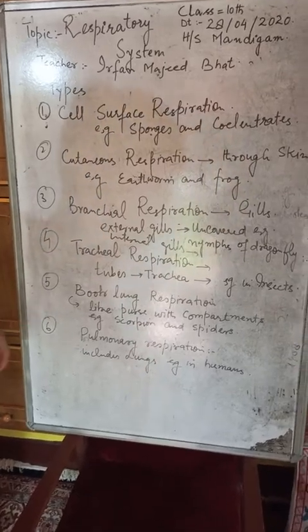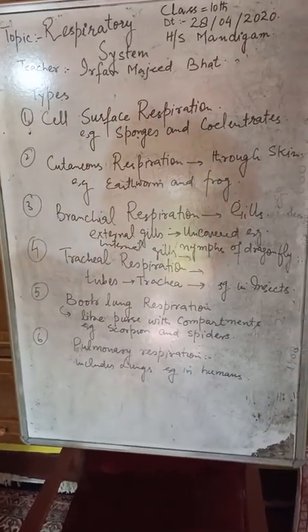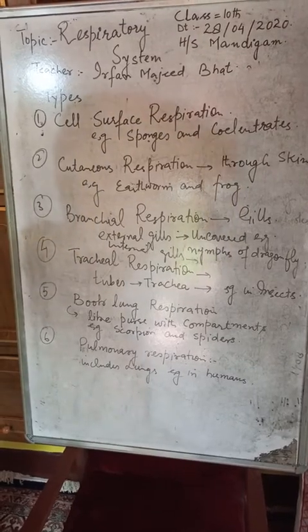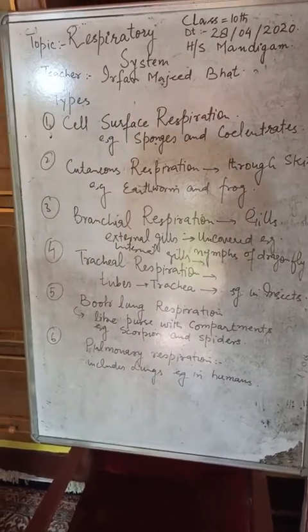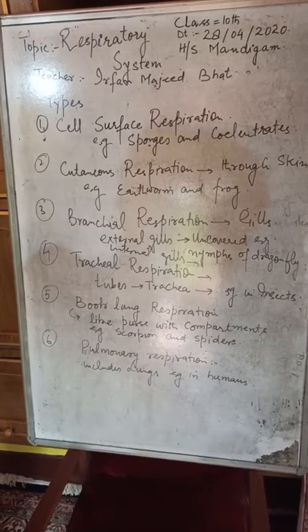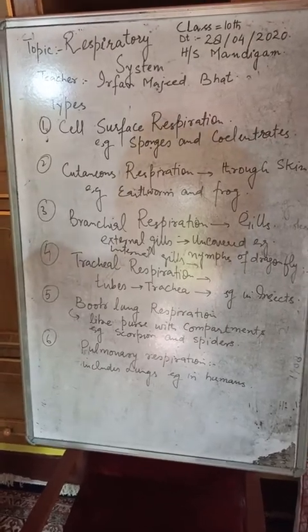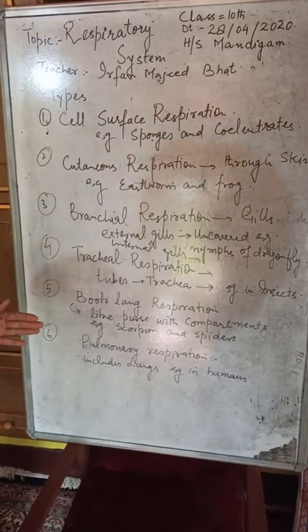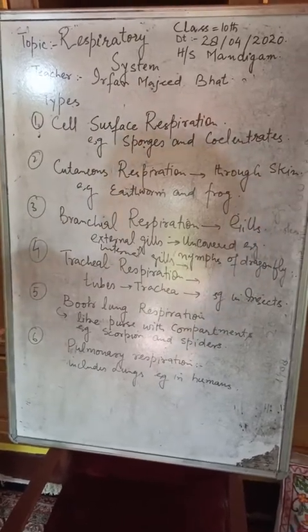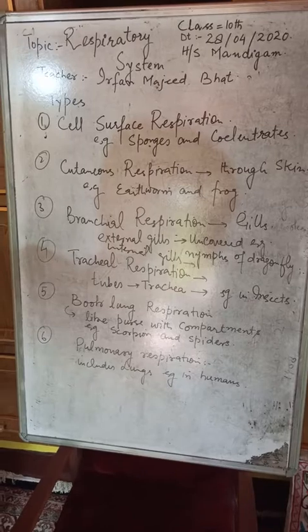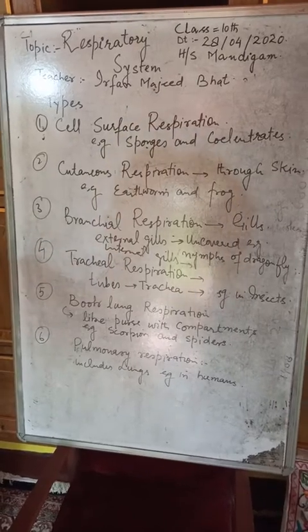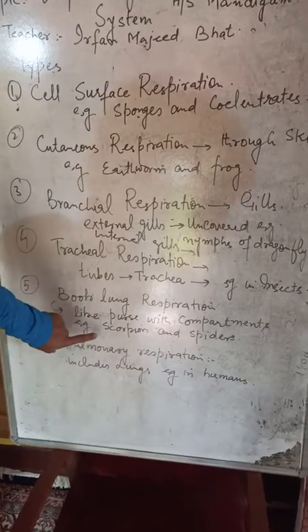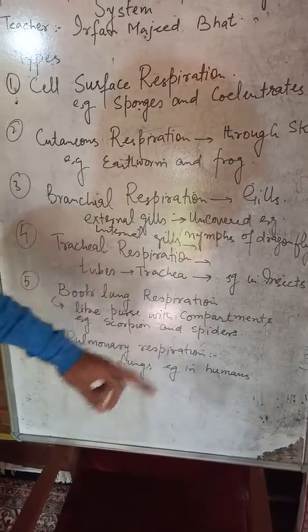Then there is another, fifth type of respiration called the book-lung respiration. Here the living organisms have book lungs, and book lungs are structures just like a purse. If you have seen a purse, the purse has so many compartments to keep your money in. So the book lung resembles the structure of the purse with so many compartments. And these book lungs are present in living organisms like scorpions and spiders.